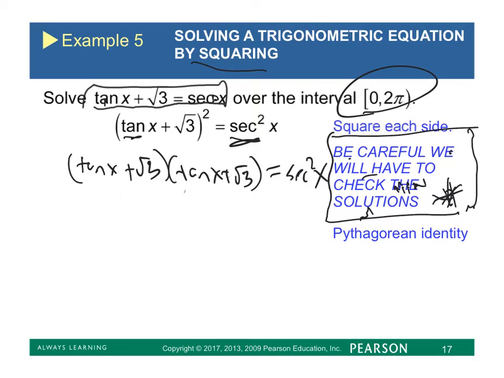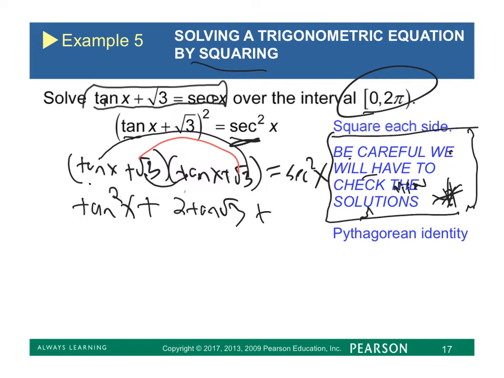With that being said, let me continue this problem. Tangent times tangent will be tangent squared x. Tangent times square root of 3 and tangent times square root of 3 add together, making 2 square root of 3 tangent x, plus square root of 3 times square root of 3 is square root of 9, which is just a 3, equals secant squared x.